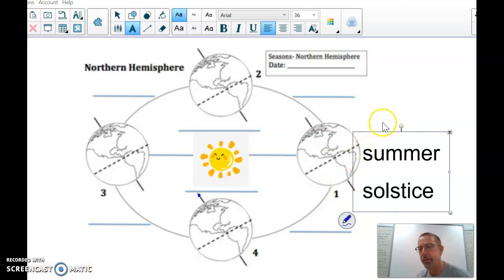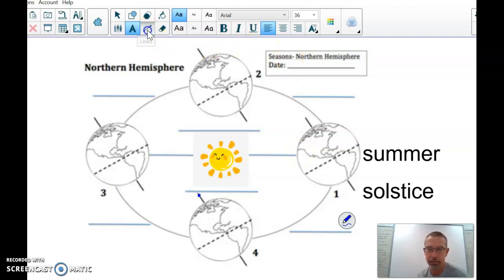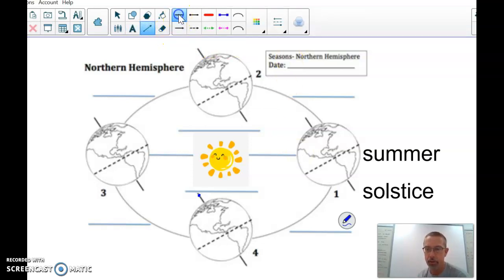The first day of summer is usually about June 21st or so. That's when the sun's rays are most direct over the northern hemisphere, and it's actually going to be directly over a line that we would call the Tropic of Cancer on that day, which is about 23.5 degrees north.